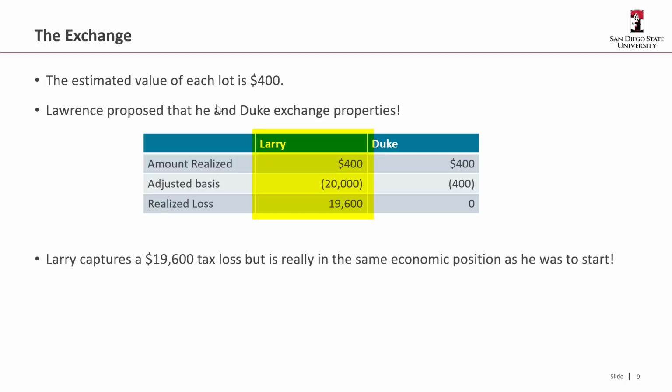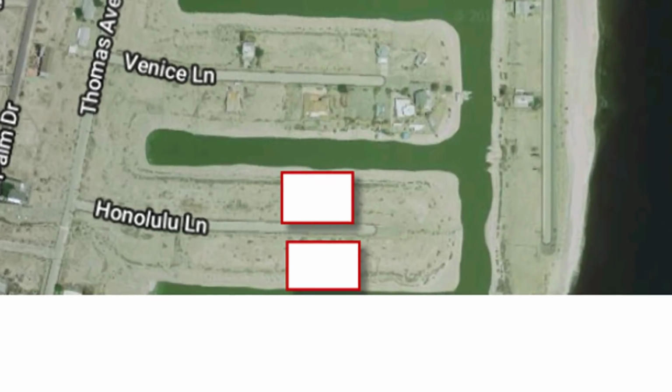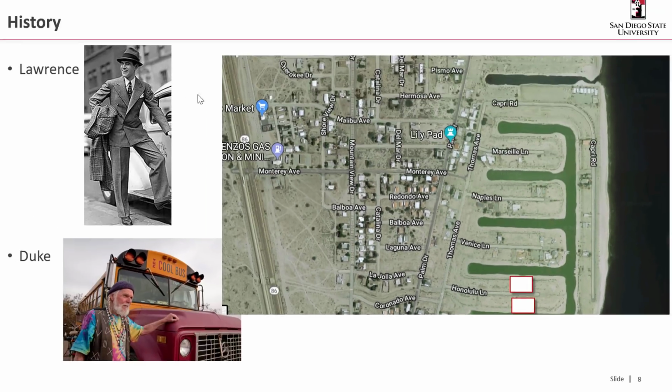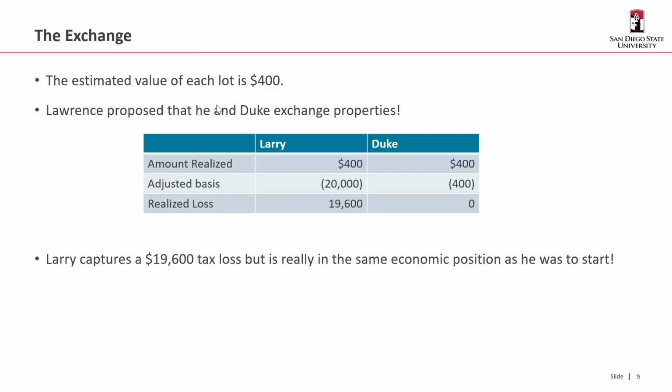Larry, on the other hand, receives $400 worth of property, but his adjusted basis, because he bought it back in 1954, is $20,000, and he has a realized loss of $19,600. So if Larry were able to capture that loss, to recognize that loss, he'd be able to book a $19,600 tax loss, but he would be in basically the exact same economic position as he was to start, right? If we look back, he would own the property across the street instead of the property he owns now.